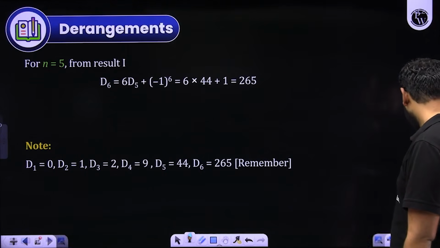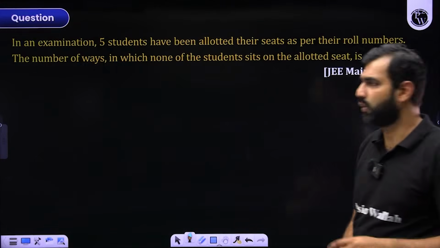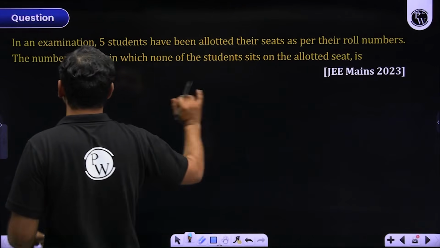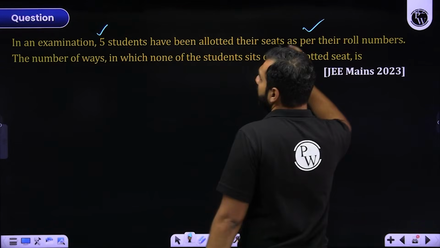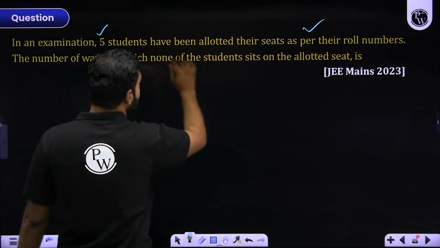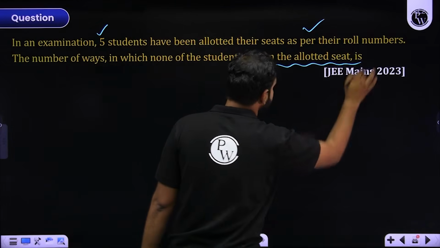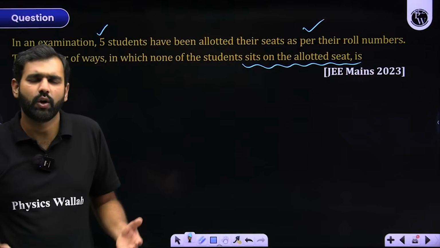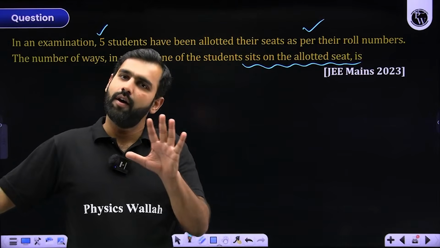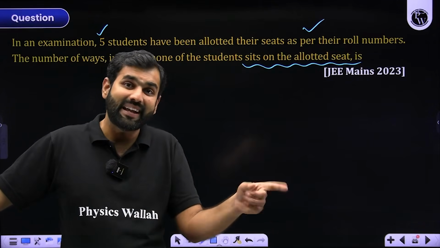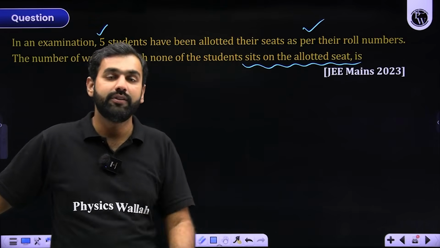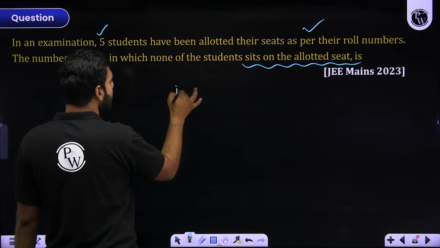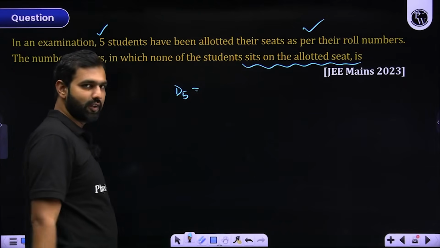Now, let us solve a question. So what does the question say? In 2023, they have asked: 5 students have been allotted their seats as per their roll numbers. The number of ways in which none of the students sits on the allotted seat. None of the students. So it's a classical question of derangement. 5 students should not sit at their respective seats. In how many ways can that derangement be done? You will say D5. Now either you remember the value of D5 or you derive it.